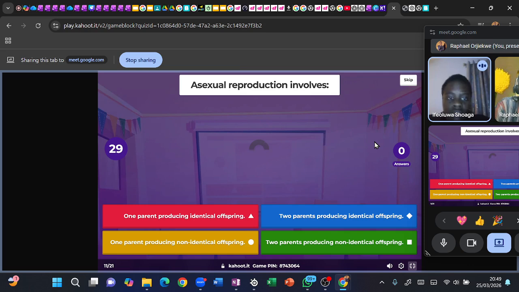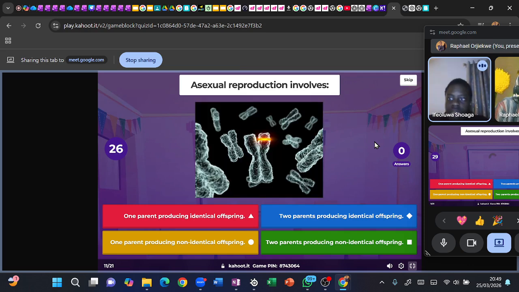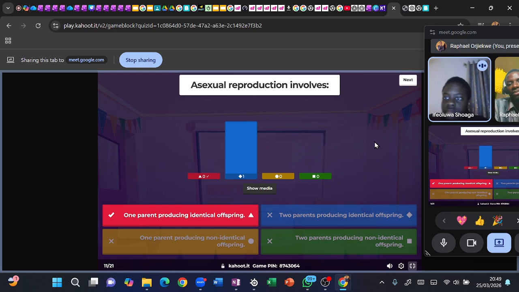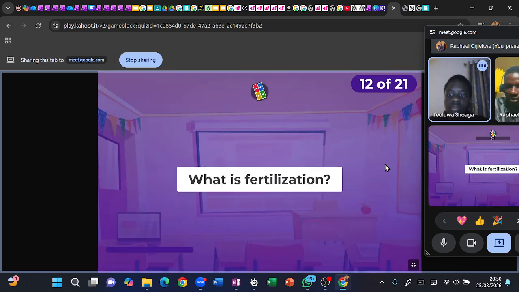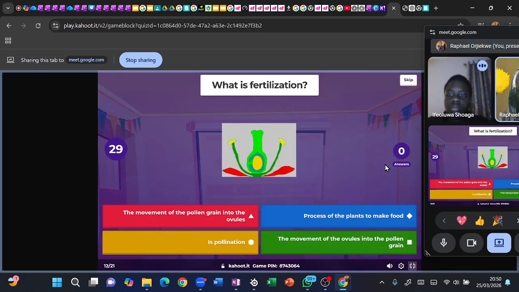Asexual reproduction involves dash. You picked two parents again. I told you that asexual is one parent. Asexual reproduction is one parent. Hermaphrodites, you can remember hermaphrodites. So that's 5 out of 10. Let's continue. What is fertilization? Pay attention to the question and let's see.